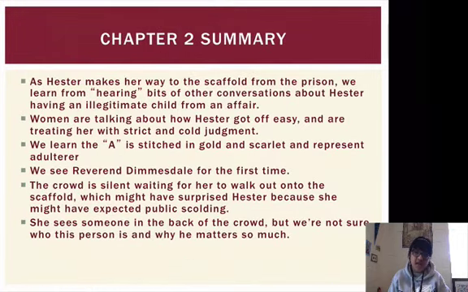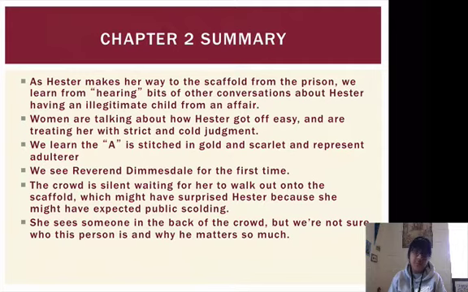So in chapter 2, we see this big crowd, and Hester is making her way to the scaffold from the prison. And we learn through bits of dialogue, or hearing bits of conversation in the crowd, that Hester is having an illegitimate child from an affair, and the women in the village are talking about, oh, Hester got off easy, they're treating her with this really strict, cold judgment, which would have been typical of Puritan women.